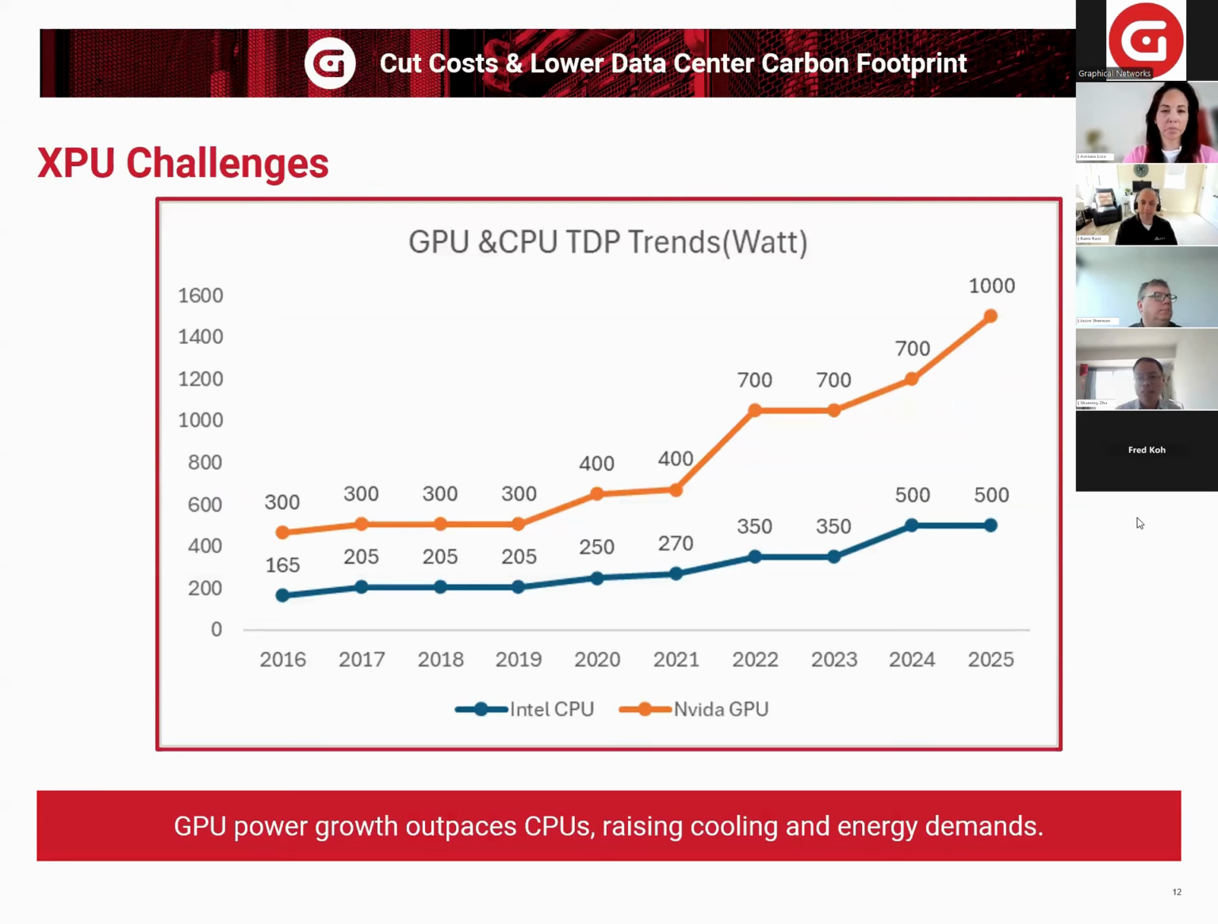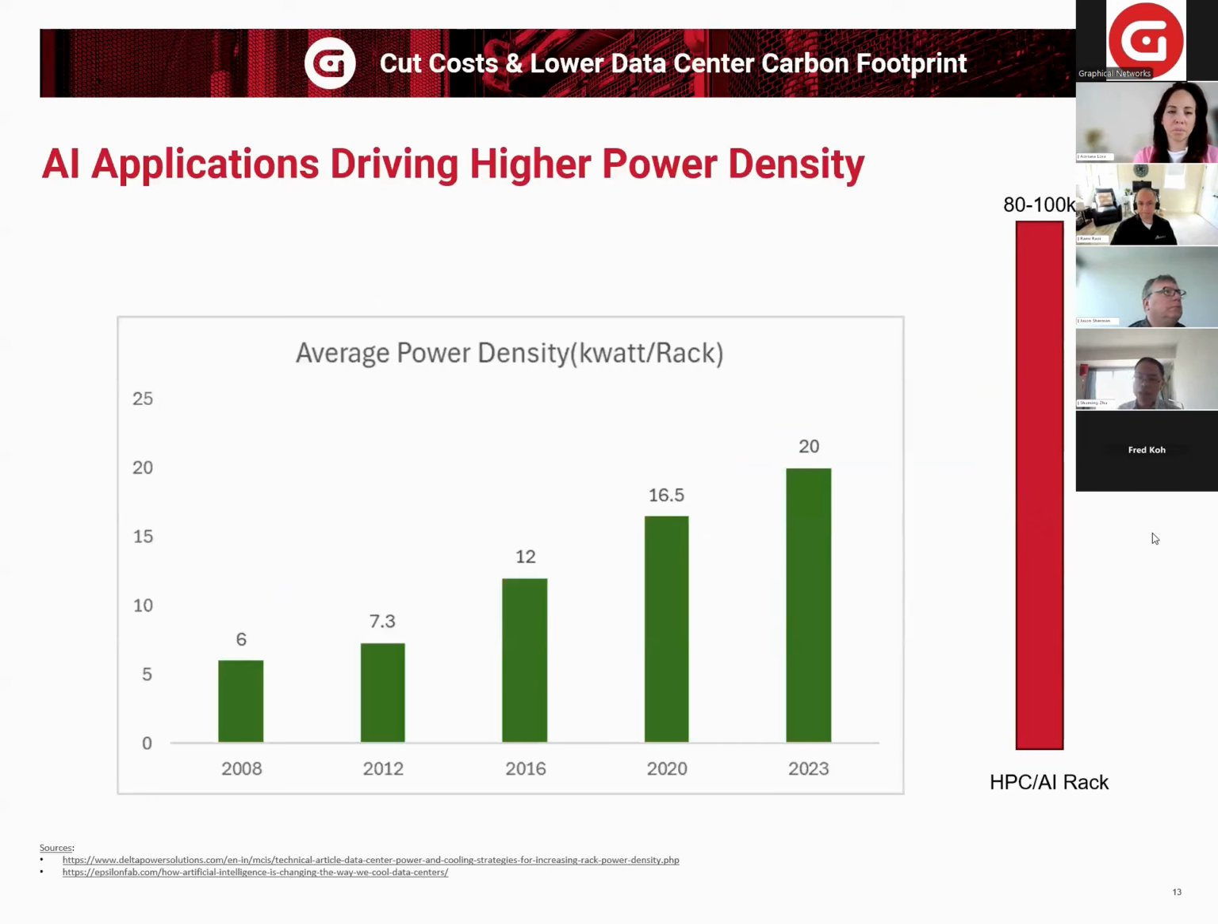Next page, please, Jason. Let's look at the main part of the data center, the XPU. Here, XPU stands for GPU, CPU, IPU, DPU, etc. You can see here that for the GPU and CPU, the TDP, thermal design power, tripled in the past 10 years. For GPU, it went from 300 to 1,000, and right now it's 1,200. CPU went from 165 to 500. So tripled in 10 years.